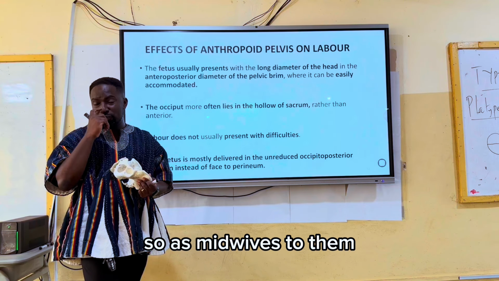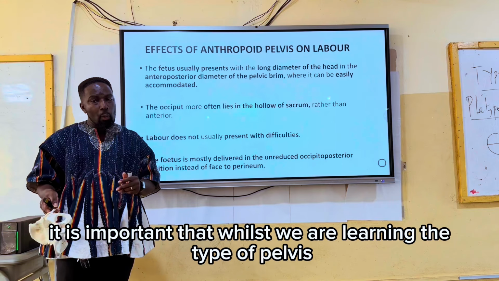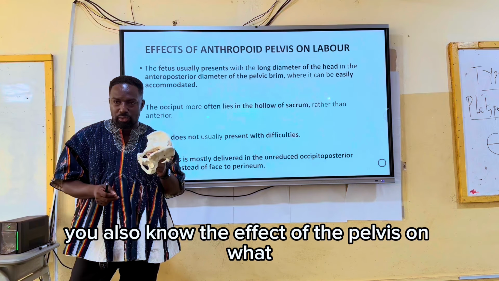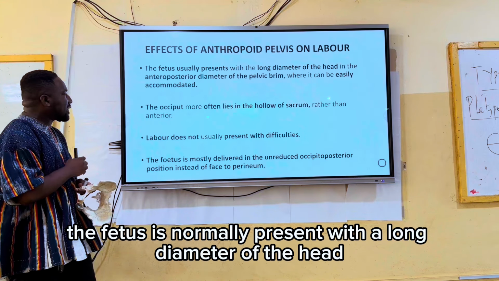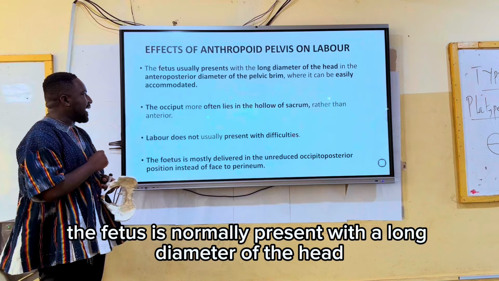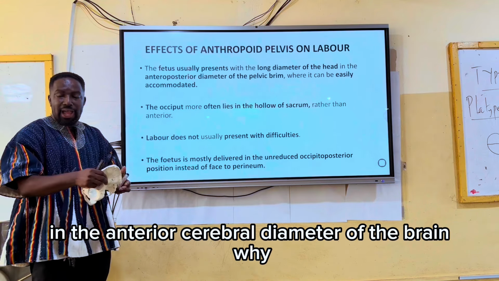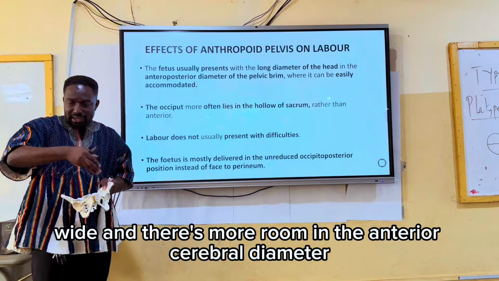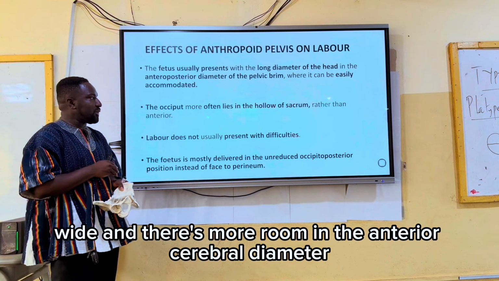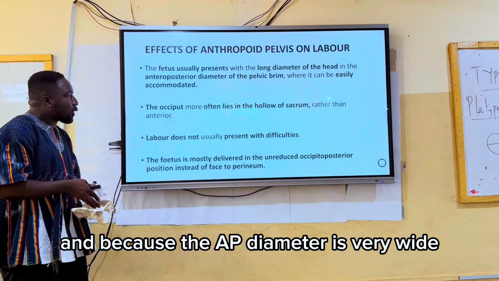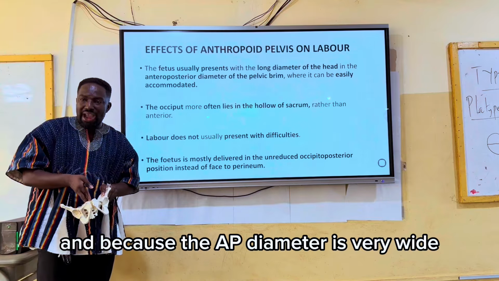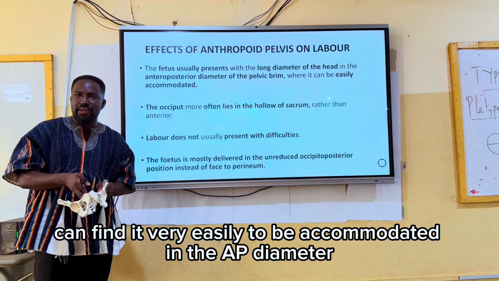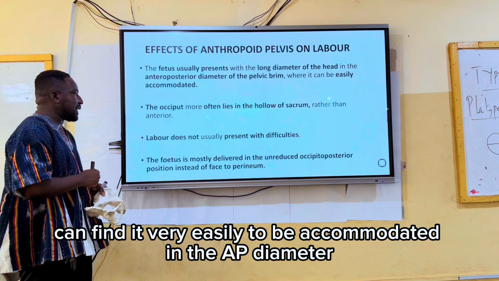Now, what is the effect of anthropoid pelvis on labor? As midwifery students, it is important that whilst we are learning the type of pelvis, we also know the effect of the pelvis on labor. So, the fetus normally presents with the long diameter of the head in the anterior posterior diameter of the brim. Why? Because the AP diameter is very wide, and there is more room in the anterior posterior diameter. And because the AP diameter is very wide, the fetal head can easily be accommodated in the AP diameter.